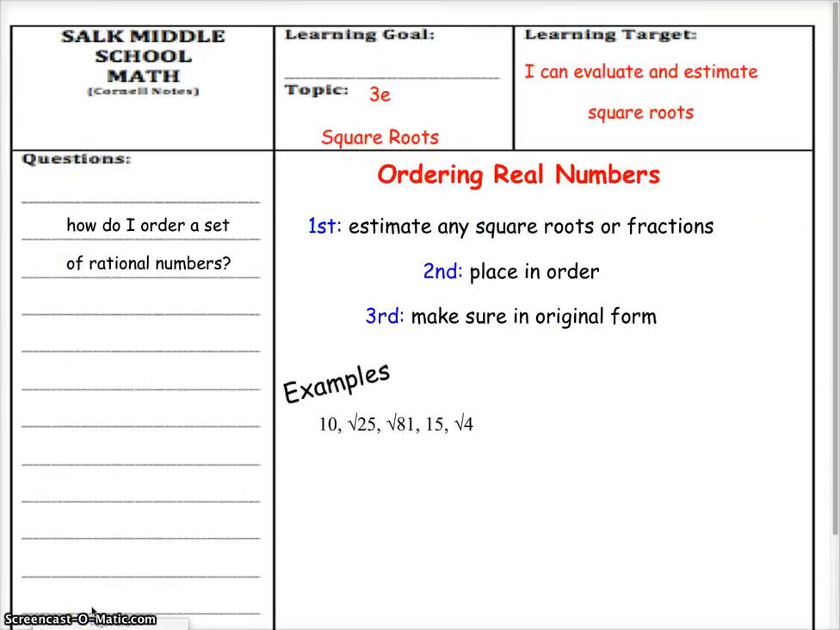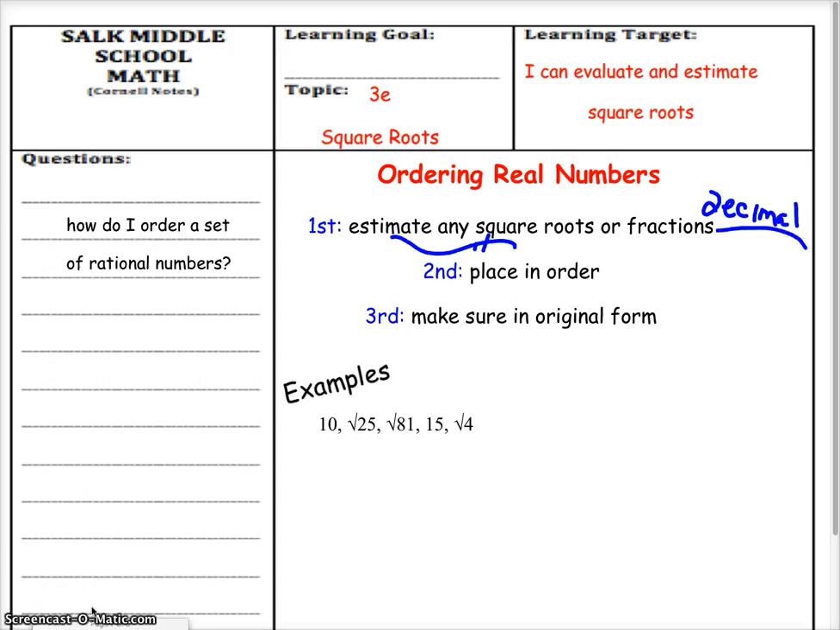Okay, our last objective for today is to apply estimating to order the rational numbers. So ordering any rational numbers is a huge standard. It's a huge 7th grade and a huge 8th grade standard. The first thing you want to do is estimate any square roots or fractions. I want to turn everything to a decimal. Now you don't have to.